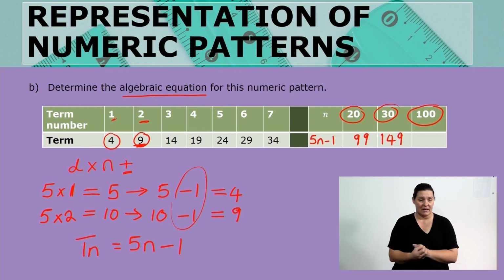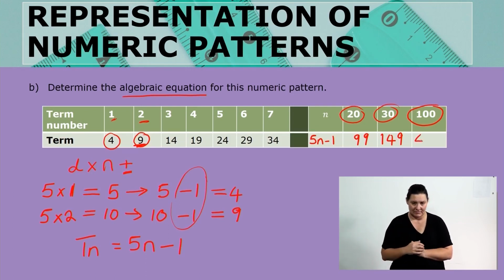And then the last one, if I say 5 multiplied by 100, and then we subtract 1, our answer is going to be 499. If you have the same answer there, well done to you.